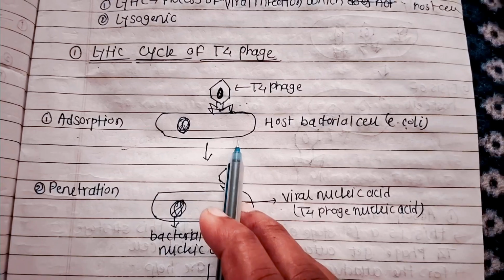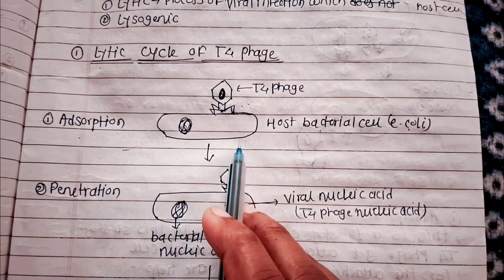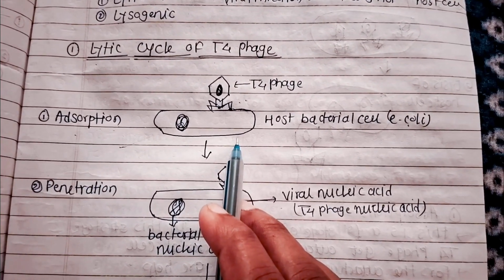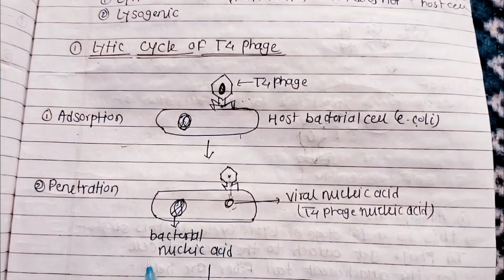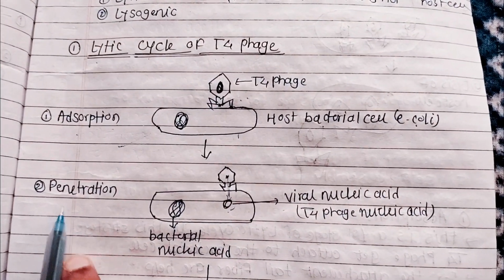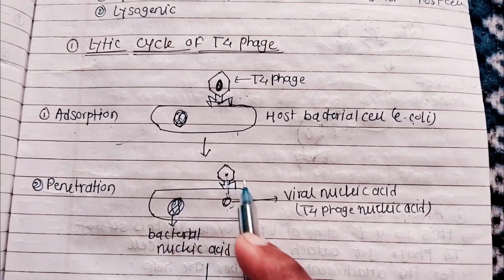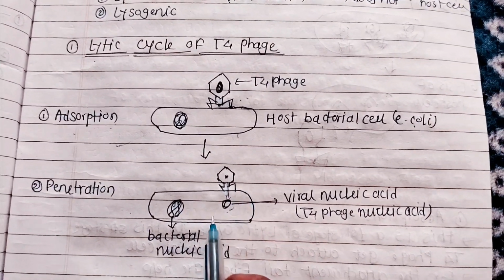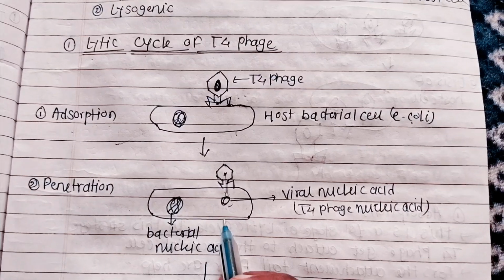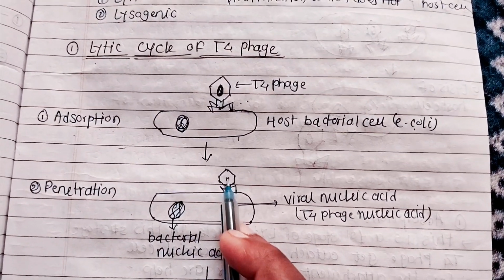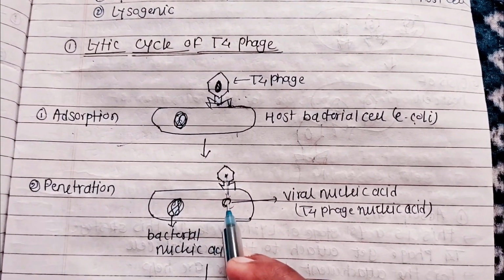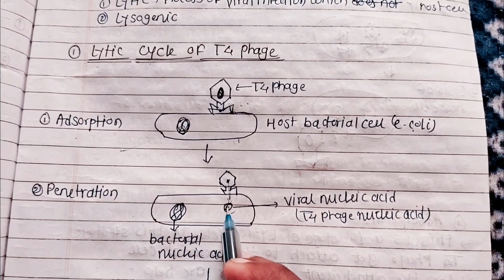This is the host. We take the example of the bacterium E. coli. Then the second stage is penetration. Penetration means getting inside. Here, the genome of the bacteriophage gets inside the host cell.